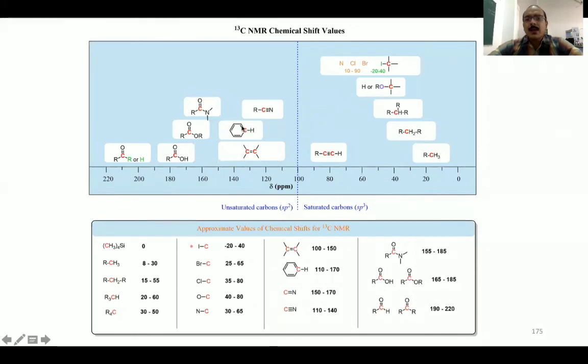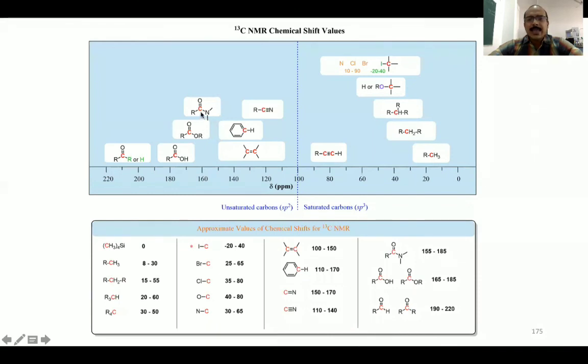If it is aromatic carbon, then also the value will be 120 to 150. If it is a nitrile carbon, then the value is around 130. Then if it is carbonyl, among carbonyl, you should clearly identify here based on the functional group present in carbonyl, the chemical shift value varies.